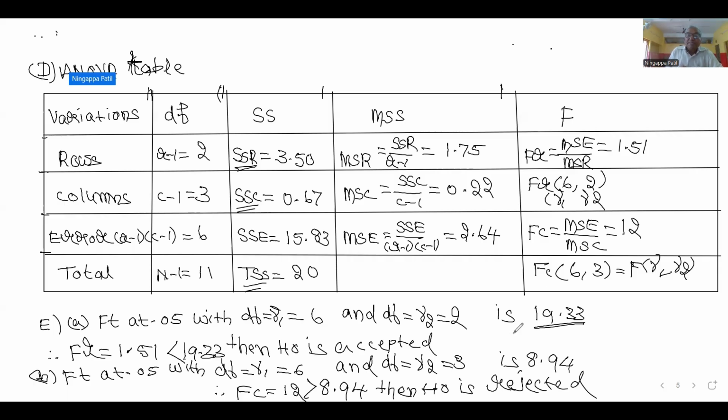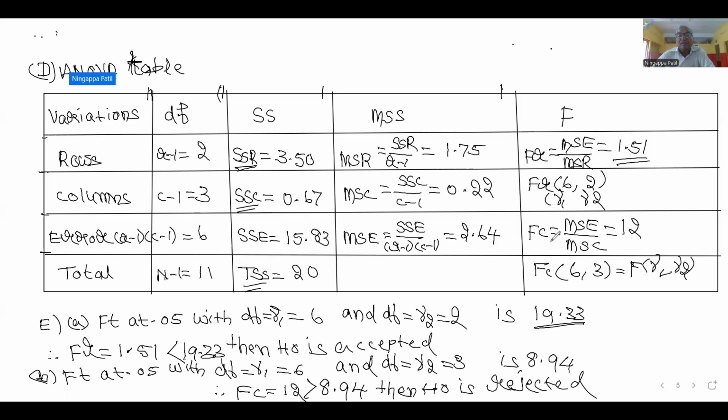Now, you compare this 19.33 value with this 1.51. Look here, FR equal to 1.51 and 19.33. Which is greater? Look here, this is smaller than 19.33. And if FR is smaller than table value, then H0 is accepted. Okay, now in this way.